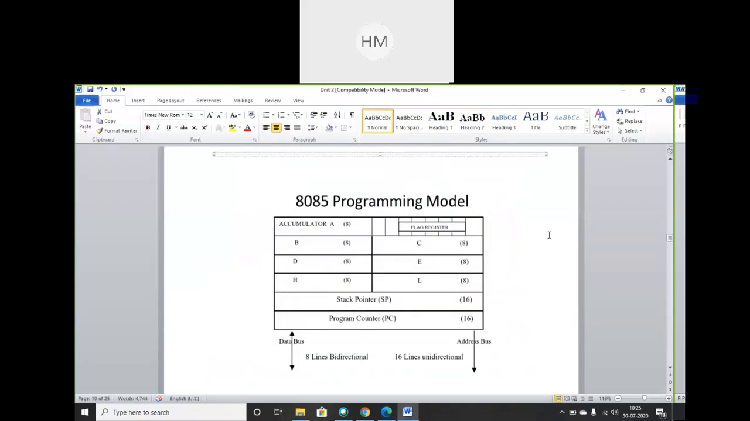Then we all know the 8085 programming model. Clear, it consists of A, B, C, D, E, H, L registers; the stack pointer and program counter are 16-bit registers. A combination of B, C, D, E, H, L will generate 16-bit registers. Clear?